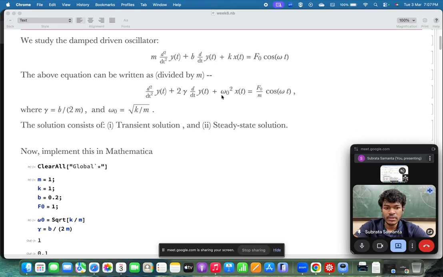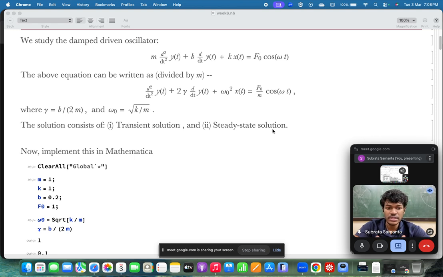If you solve this equation, there are 2 solutions. One is the transient, another is the steady state solution. The transient is when the right hand side is 0. That is your damping solution, which dies out after some time because of the damping term. Then, after some time, because we apply a force to the system, it reaches a steady state. So there are 2 solutions, the transient and the steady state, that depend on time.